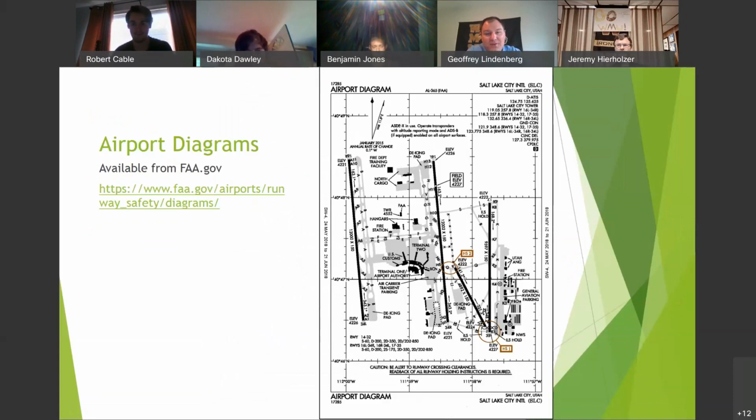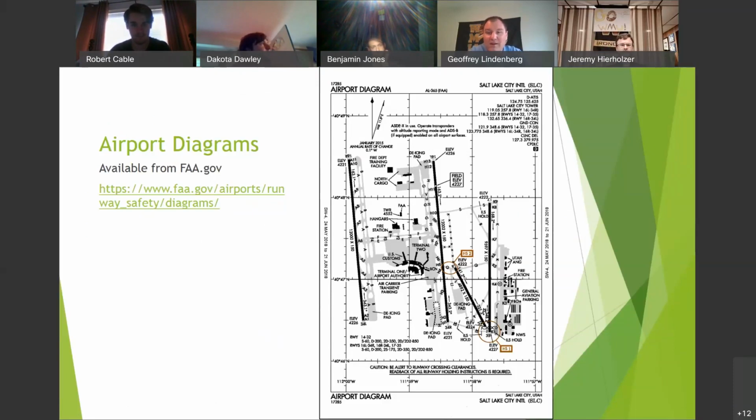Your official airport safety diagrams are available from the FAA, and they are updated every 28 days. So pretty much any of your airway system updates, airports, flight, all of those, are updated every 28 days.